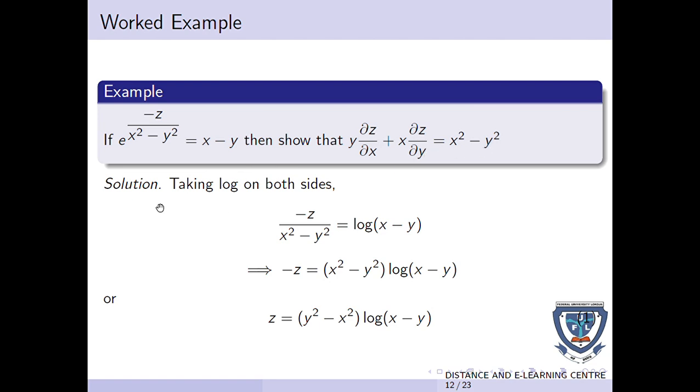Solution. Taking log on both sides, we have minus z over x squared minus y squared equal to log of x minus y, which implies that, cross multiplying, minus z will be equal to x squared minus y squared times log of x minus y, or z is equal to y squared minus x squared times log of x minus y.